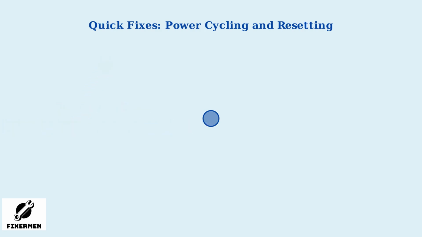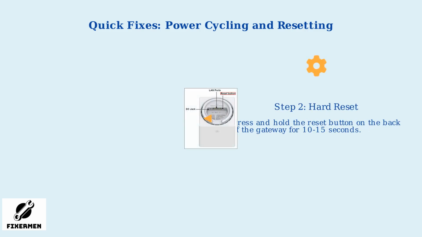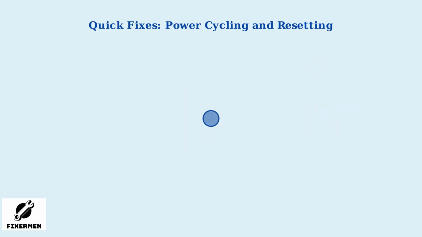First, power cycle your gateway by unplugging it from the power outlet for 30 seconds, then plugging it back in. This clears temporary glitches and refreshes the connection. If power cycling doesn't work, try a hard reset. Locate the reset button on the back of your gateway and press and hold it for 10 to 15 seconds. This restores factory settings and can fix software glitches. These simple steps often resolve temporary glitches and can save time before contacting support. Always check your specific gateway model for exact reset procedures.